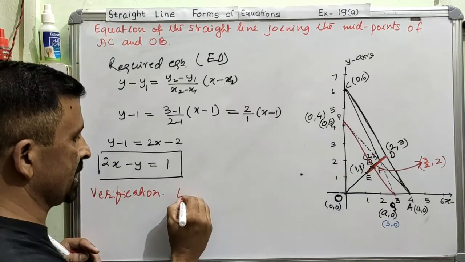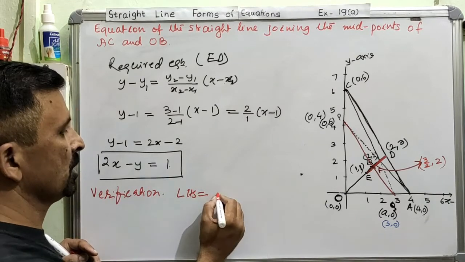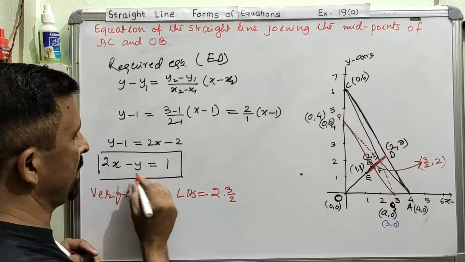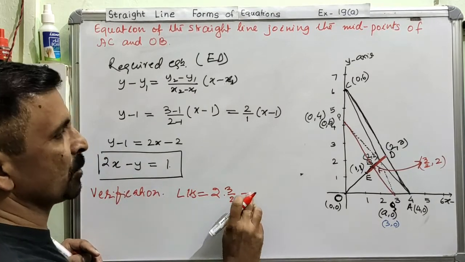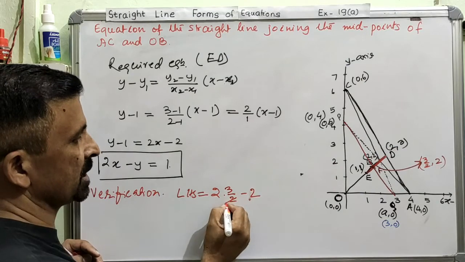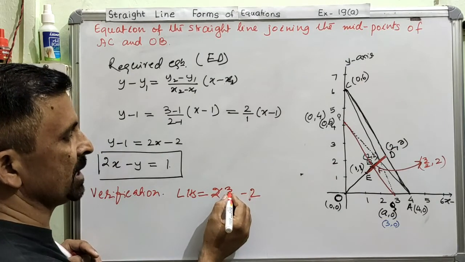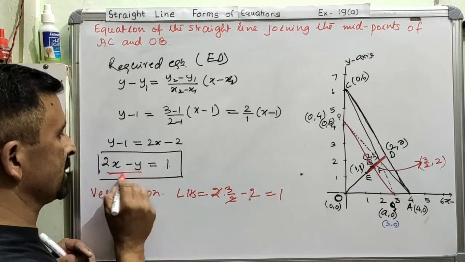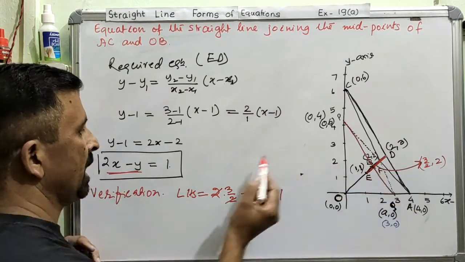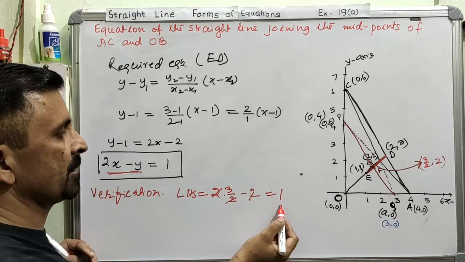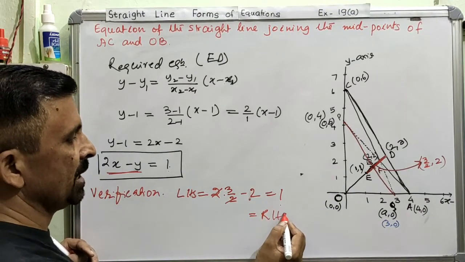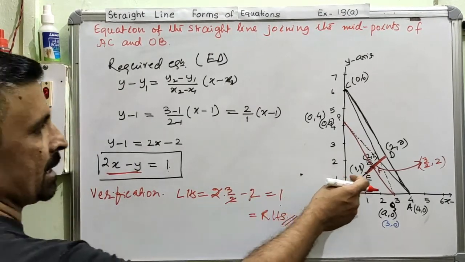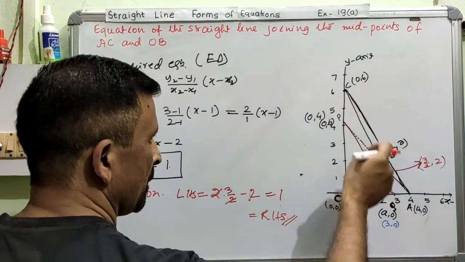So we will take the value of LHS. LHS is equal to 2 times x, which is 3 over 2, minus y, and y is 2. These two cancel. What is left is 3, and 3 minus 2 is equal to 1. See, you started from the left hand side, put the value of x and y, and when you calculate it, you are getting the right hand side. Clear? This is the verification. This verifies that the line has really passed through the midpoint of PQ.